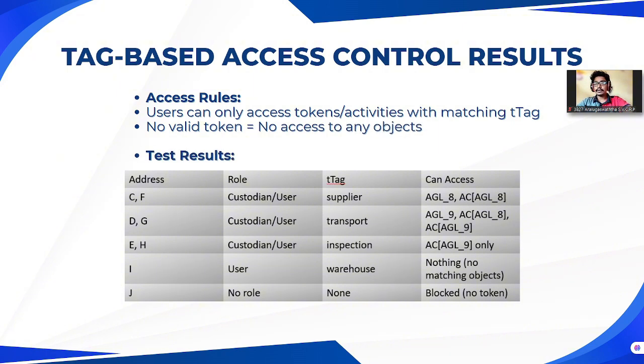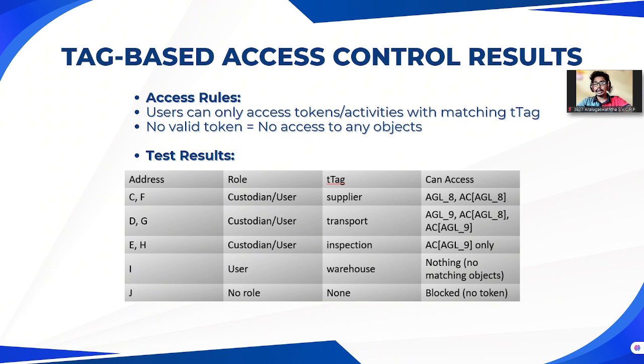The results show that users can only access tokens and activities that match their assigned tags. Addresses C and F, both with the supplier tag, can access the supplier-related tokens. Address I, despite having a valid token with a warehouse tag, cannot access anything because no objects exist with that tag.